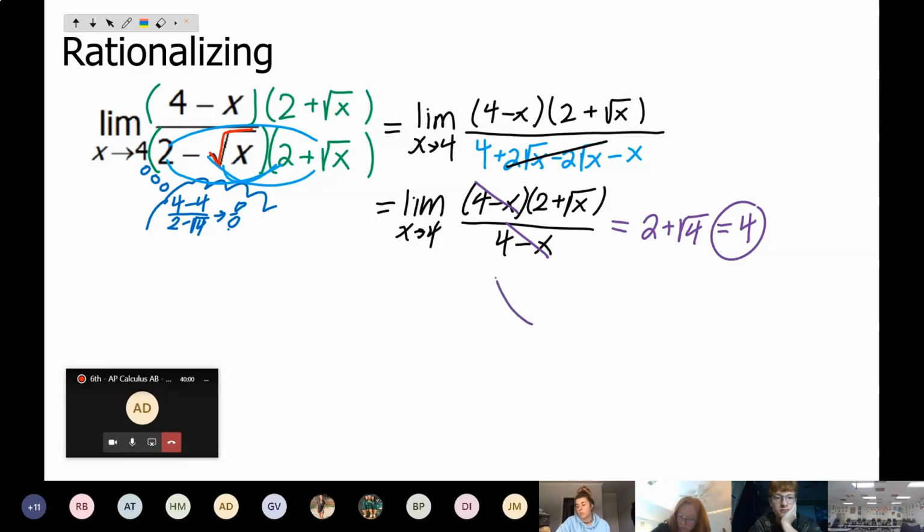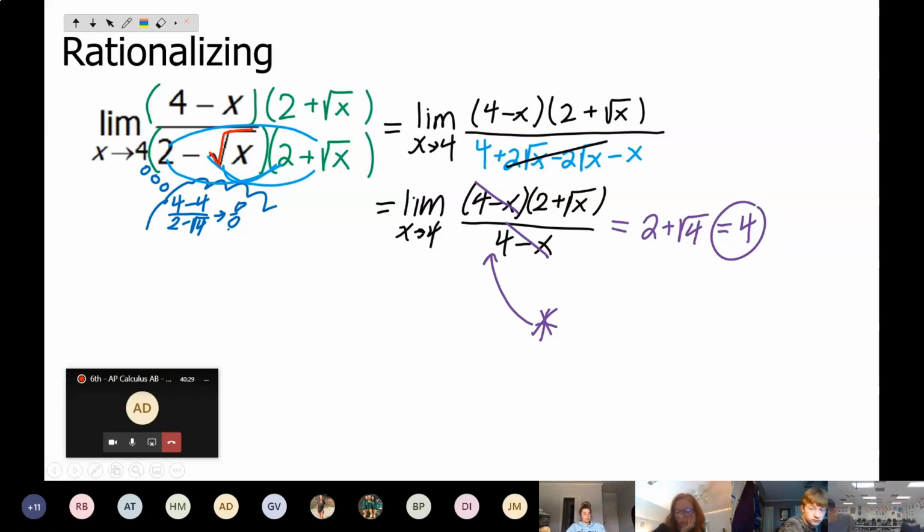Sometimes when you get to this step that I just drew an arrow to and an asterisk, you don't have things that cancel out immediately. Sometimes you have to go back and maybe factor a number out or factor a negative out, and we'll see some examples like that on Monday. But basically the goal is you need to cancel something. Basically you're canceling out the 0 over 0 so that you can plug in the limit.